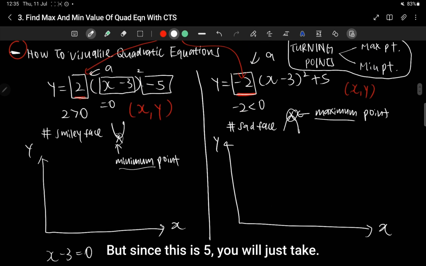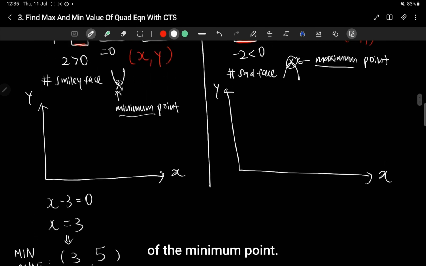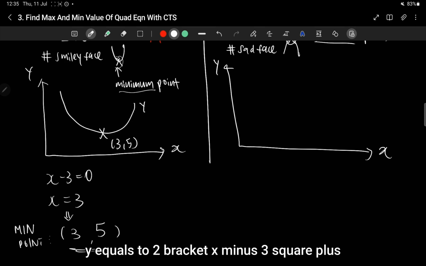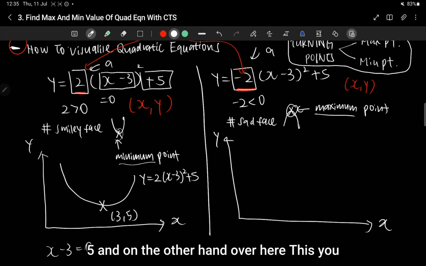But since this is 5, you will just take 5. And this is the coordinates of the minimum point. So here, y equals 2(x minus 3) squared plus 5.